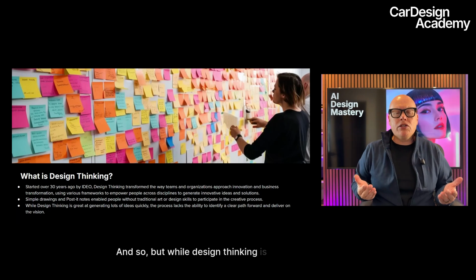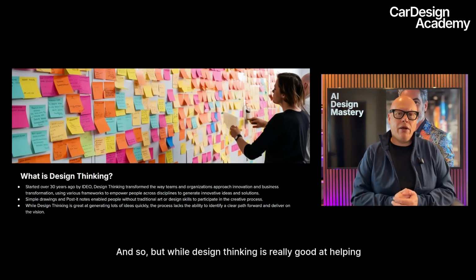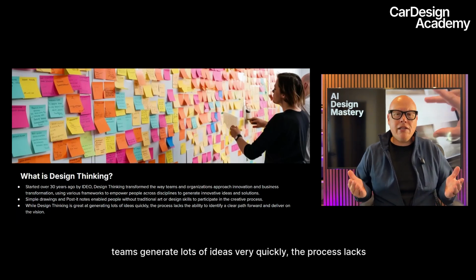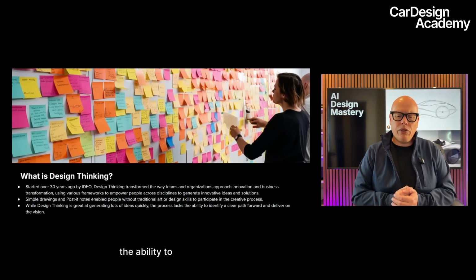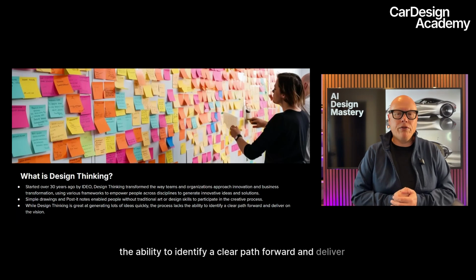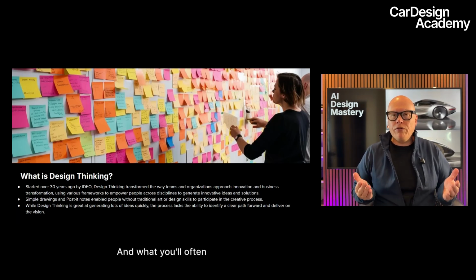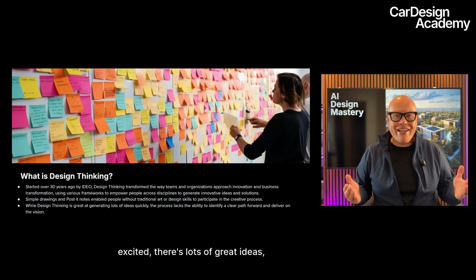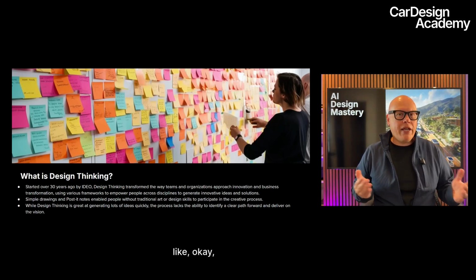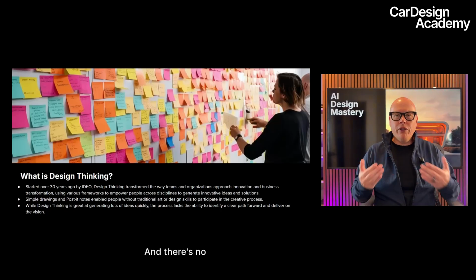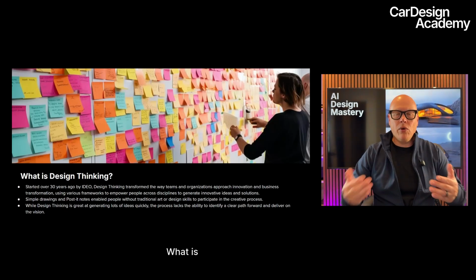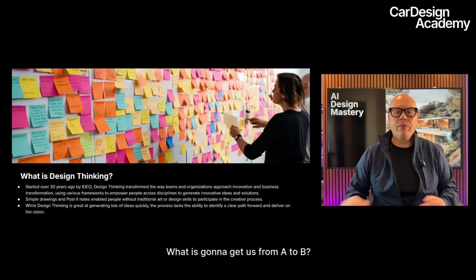But while design thinking is really good at helping teams generate lots of ideas very quickly, the process lacks the ability to identify a clear path forward and deliver on the vision. And what you'll often find is that you'll see everybody get excited. There's lots of great ideas, and then everybody's like, "Okay, now what do we do?" And there's no real pathway to what is next. What is going to get us from A to B?